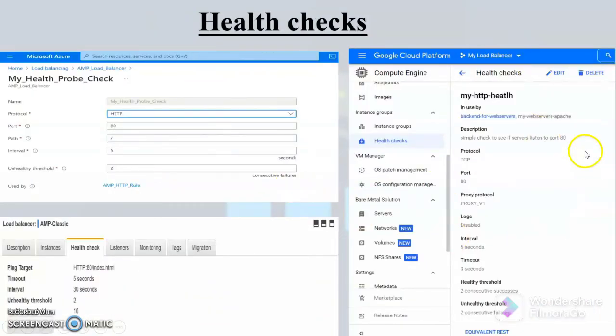These are examples of health check configuration done on different platforms. This is for Azure, this is for Google, and this is for Amazon. So we have to configure the port number. We have to type the protocol. The interval is the time after which the instance will be called unhealthy, and the unhealthy threshold is after how many tries the instance will be called unhealthy.